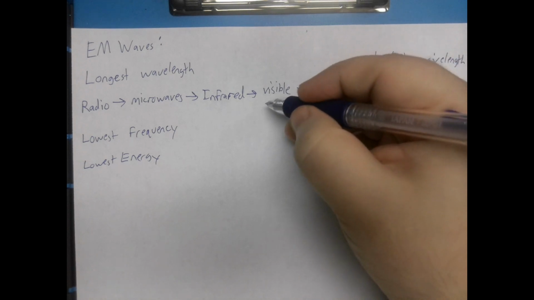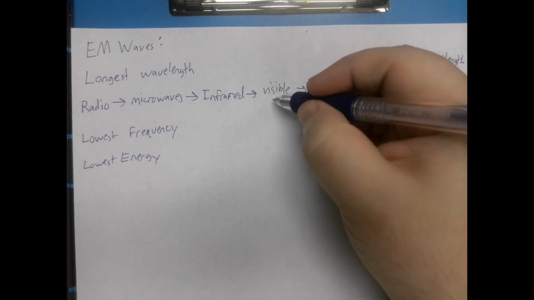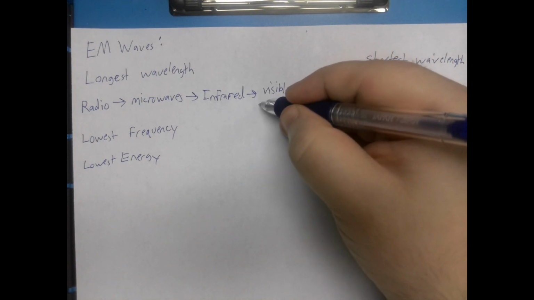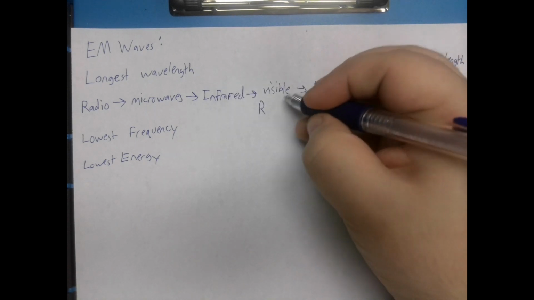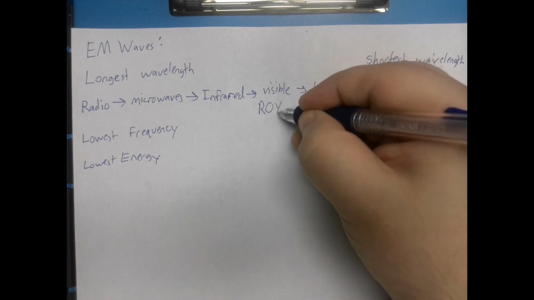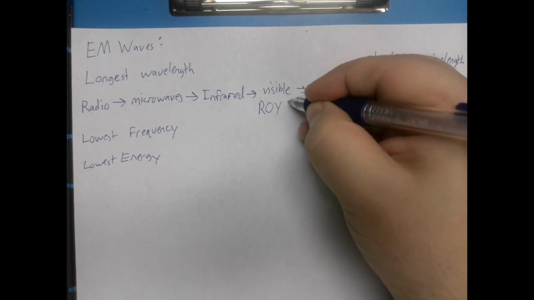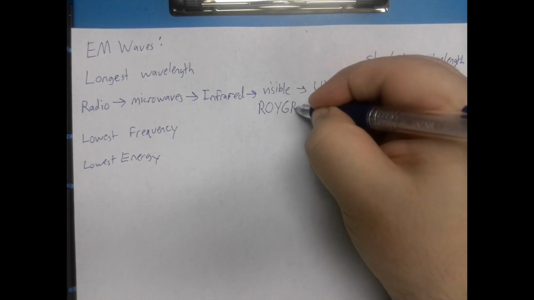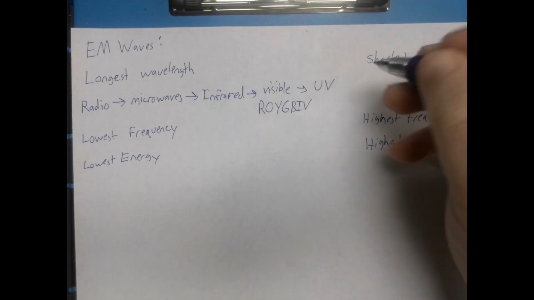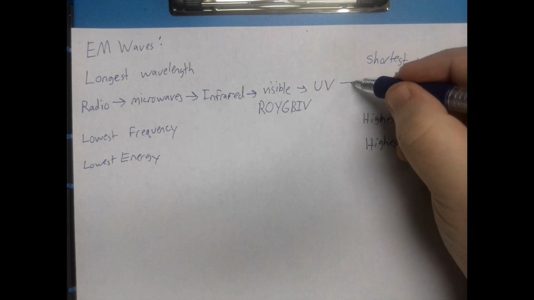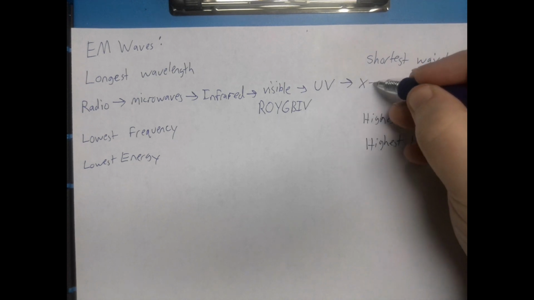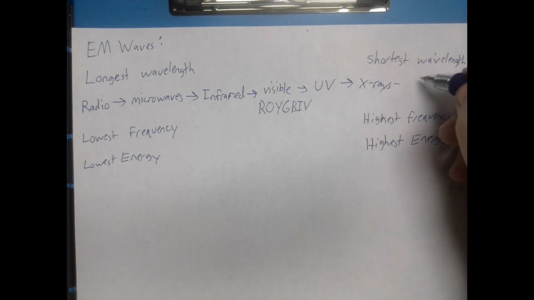And we can look, if we need to remember how the colors go. Red is going to be on the side with infrared. Violet is going to be over here. So red, orange, yellow, green, blue, indigo, violet. So red is going to be over here. After ultraviolet goes X-rays. And after X-rays goes gamma rays.